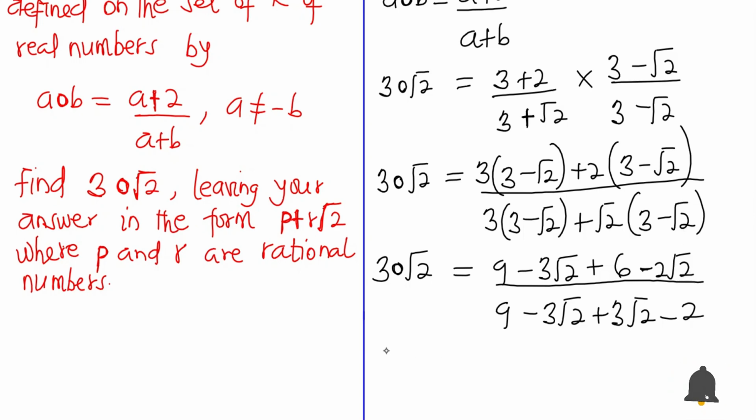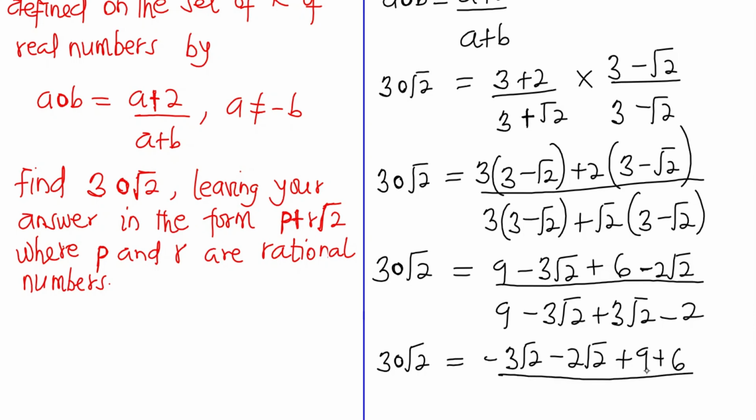Now here we are going to simplify, and 3 dot square root of 2 now is equal to, we can see like surds here, which means you have to group them and simplify. So we group the like surds, that is minus 3 square root of 2 minus 2 square root of 2, and we have here plus 9 and then plus 6, all divided by, so at the denominator we can see that there is negative 3 square root of 2 and there is positive 3 square root of 2. So that goes away and we are left with 9 minus 2.